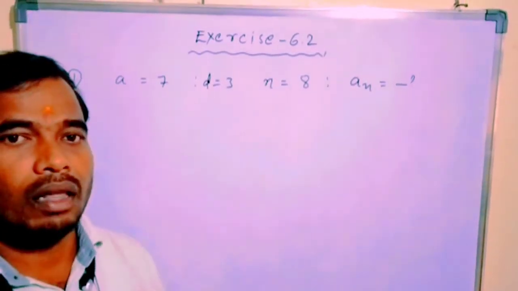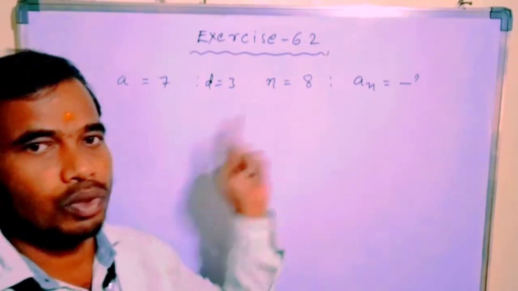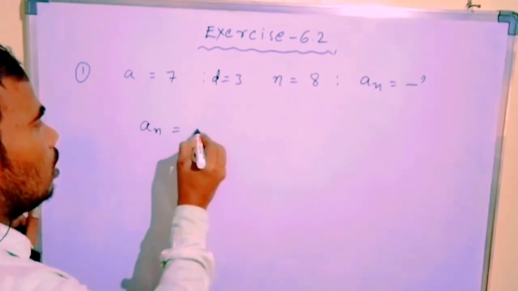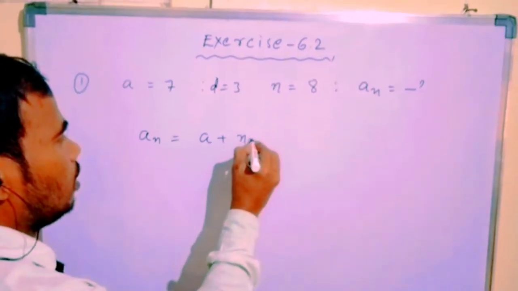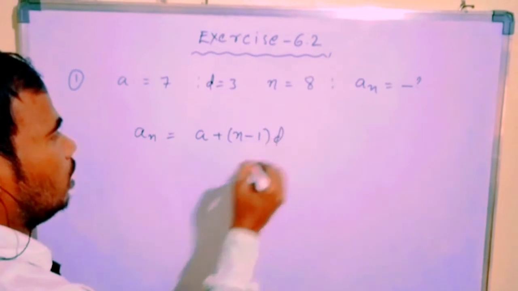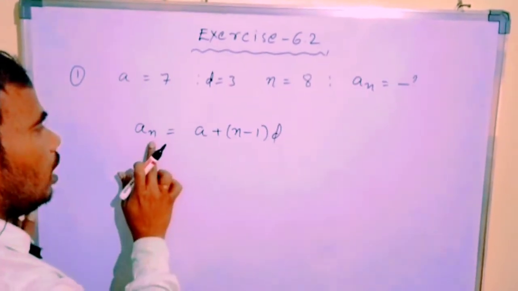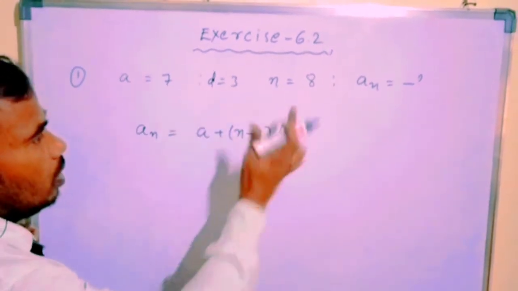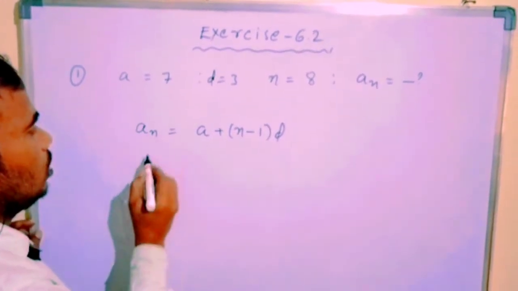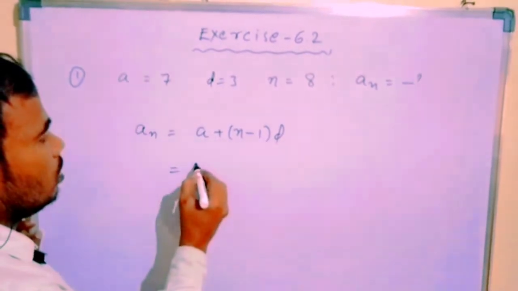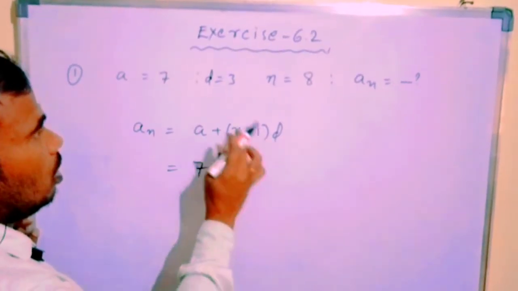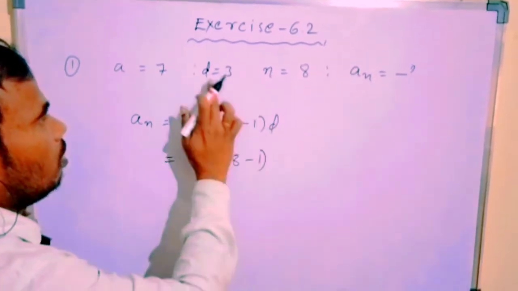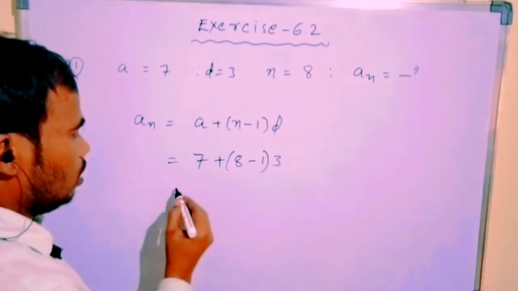So now you can write the formula and substitute the values. What is that formula? a n is equal to a plus n minus 1 of d. Here we are finding the a n value. The a value is given, the d value is given, the n value is given, so you can simply substitute. a value is 7, plus n value is 8 minus 1, and d value is 3.